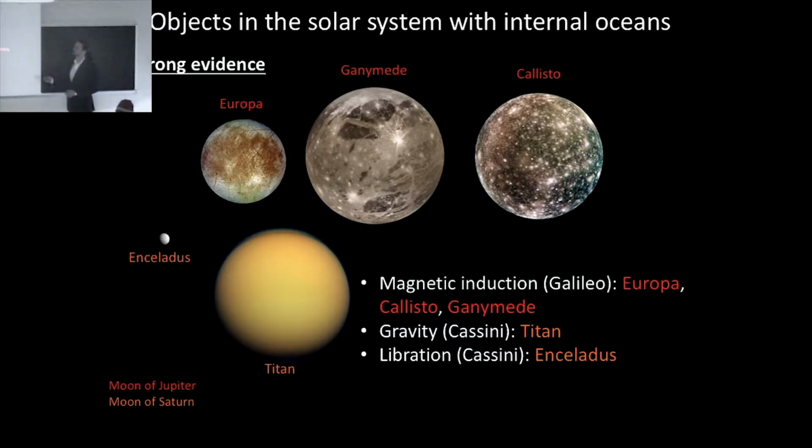There are different techniques that were used to find oceans inside those objects. For the Galilean system, it was mainly the magnetic induction. For Titan, it was mostly through gravity and tidal stretching. And for Enceladus, it was the libration, which is a rotational parameter.